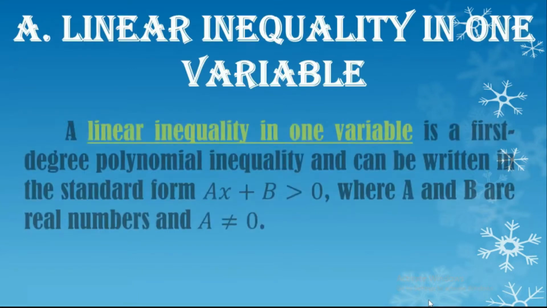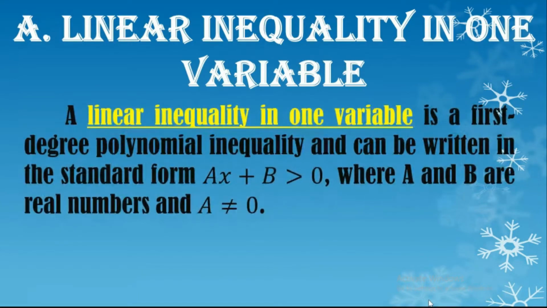By definition, a linear inequality in one variable is a first degree polynomial inequality, meaning the highest exponent of the given variable should be 1, and it can be written in the standard form ax plus b is greater than 0, where a and b are real numbers and a should not be equal to 0.